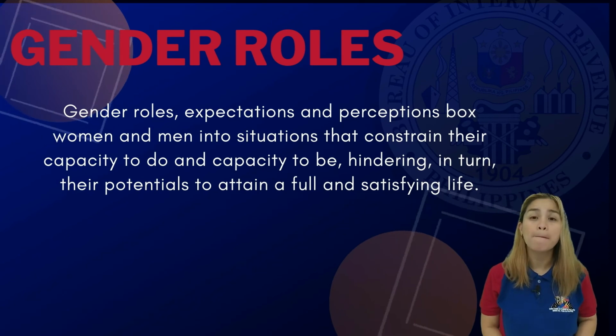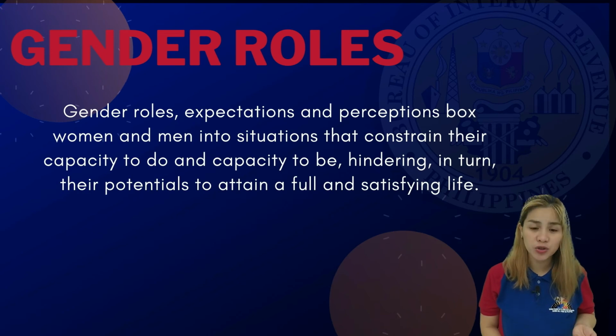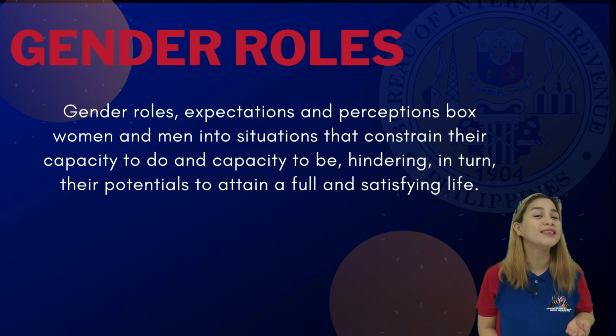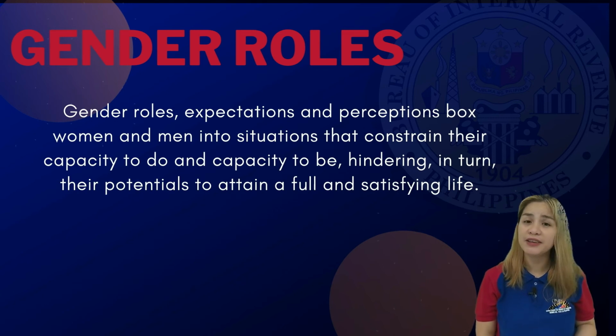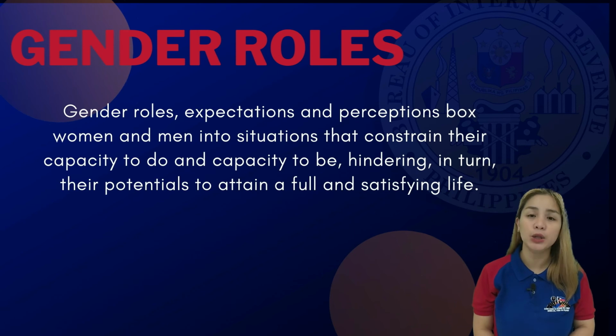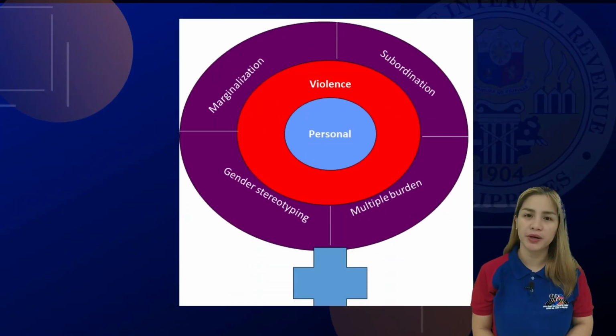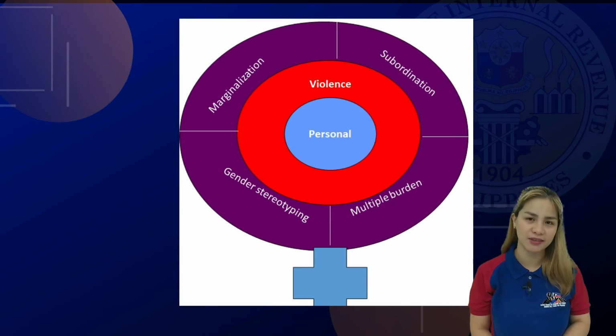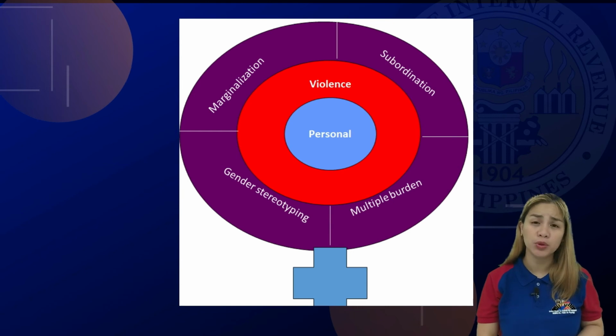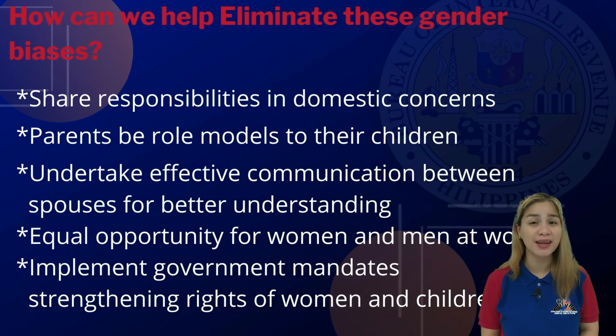Gender roles, expectations, and perceptions box women and men into situations that constrain their capacity to do and capacity to be, hindering in turn their potentials to attain a full and satisfying life. Any action that specifically denies rights, opportunities, and privileges to a person because of gender is a form of gender bias. Manifestations of gender biases include gender stereotyping, multiple burden of women, economic marginalization, political subordination, and violence against women. All these gender biases may contribute to low self-esteem and may give a personal notion that one has no control over one's body.